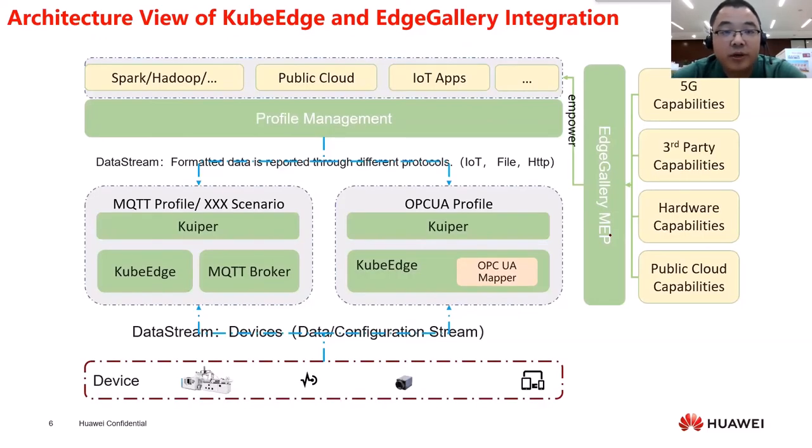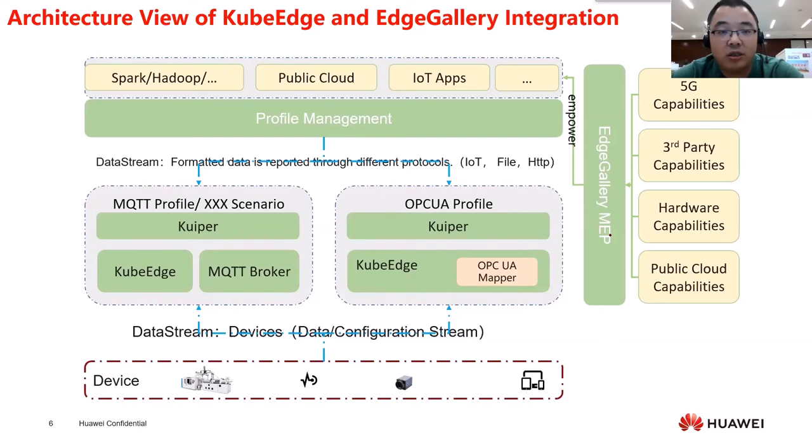So this is the architectural view of the Kubernetes and the edge integration. As you can see on the southbound, the green block, we can collect the data stream from devices by using different protocols. So we leverage the Kubernetes protocol stack, for example, the Kubernetes OPC UA mapper, to get the data from the devices. After we get the data, we have the data analytic tools, for example, Kuiper or Flink. We can automatically configure everything together. For example, we can configure the Kubernetes, Kuiper, OPC UA mapper, the devices and the profile manager. We can configure together. Everything is automatically done, and the end user can just use one profile.